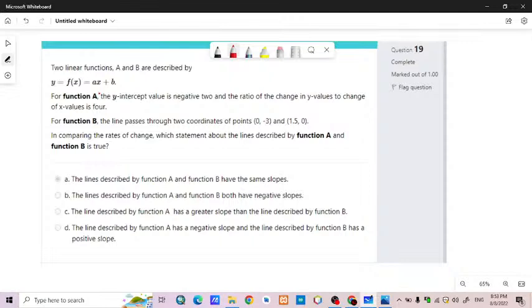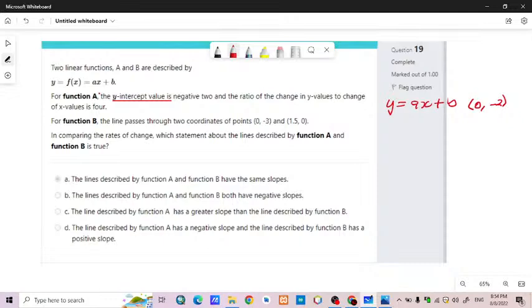Okay, so with this one you are already given some information, right? So you know that the equation of a straight line has this standard formula, y equals ax plus b. They gave us information that the y-intercept value is -2, so we already have a point. At your y-intercept, our x value is equal to 0. So the point is (0, -2).